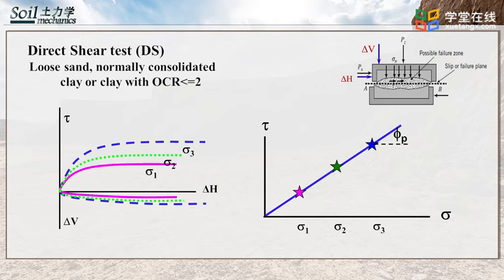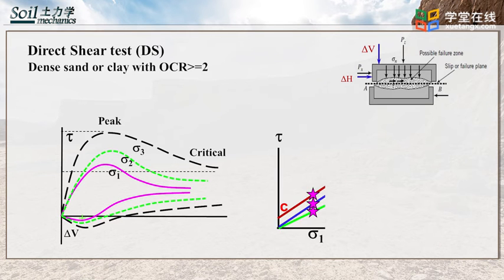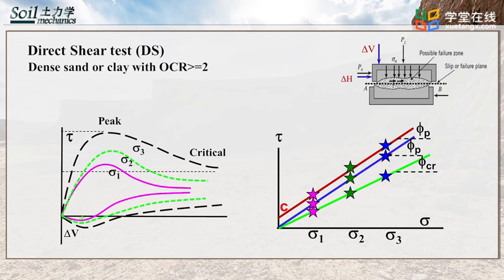When the tests are repeated many times, by fitting the points we can find the linear relation between normal stress and shear stress, then the friction angle at peak shear stress can be determined. For dense sand and clay with OCR greater than 2, similar figures can be obtained. In the first figure, the shear stress increases first and reaches the peak value, then it decreases to critical state. The volume decreases first and then increases.